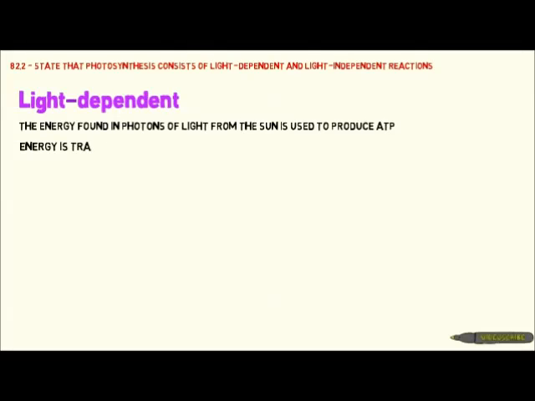The energy is trapped by the pigment chlorophyll in the thylakoid membrane. It is then used to break the bonds in the water molecule, splitting it into O2 and H+ ions. This is called photolysis. Photophosphorylation also happens.